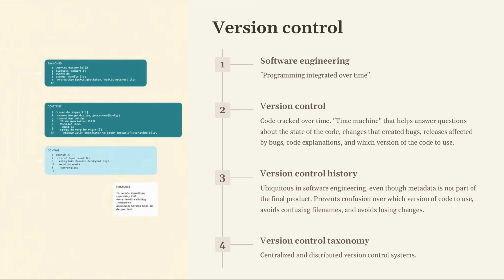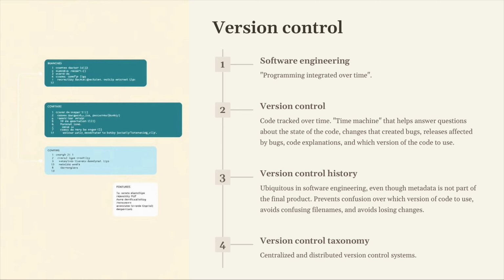Version control. In version control, there are four main steps or key important topics. The first one is software engineering. Software engineering is described as programming integrated over time, emphasizing the continuous improvement and evolution of software.